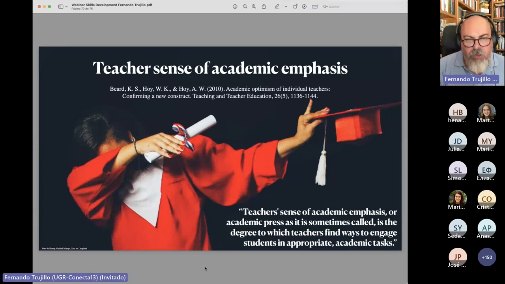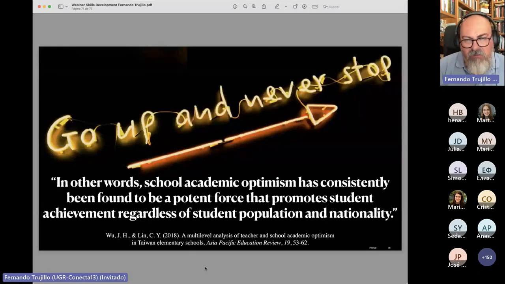So these are the three elements of academic optimism: trust, collective efficacy, academic emphasis. And when school academic optimism rises, we have consistently found that this promotes student achievement regardless of a student population or nationality. So this is the key to solve the Coleman report. This is the way to fight the results of the Coleman report: academic optimism and a whole school approach to skill development.